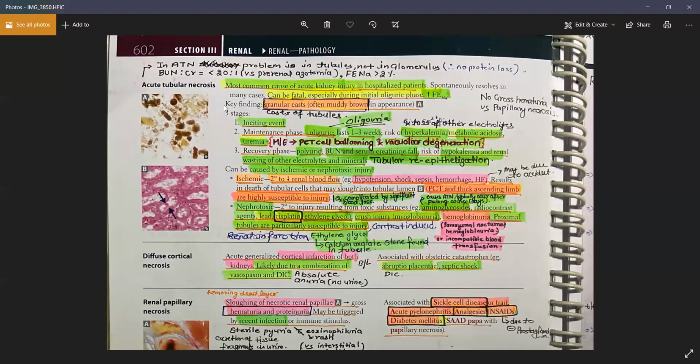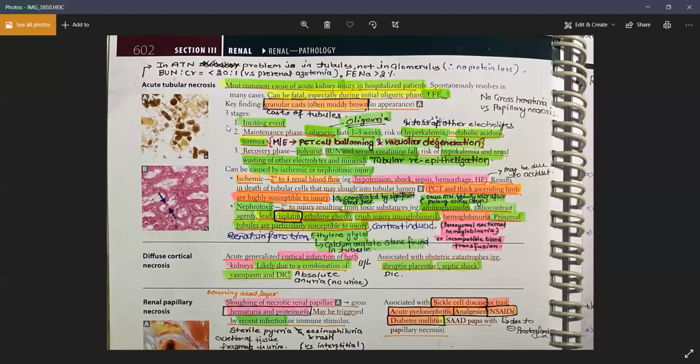So the key finding, the pathognomonic thing that you will see whenever you encounter a patient having acute tubular necrosis, is the muddy brown cast or the granular cast. These are specifically seen in acute tubular necrosis. These casts consist of all the necrotic material of the tubules. They form this cast. So it is pathognomonic for acute tubular necrosis.